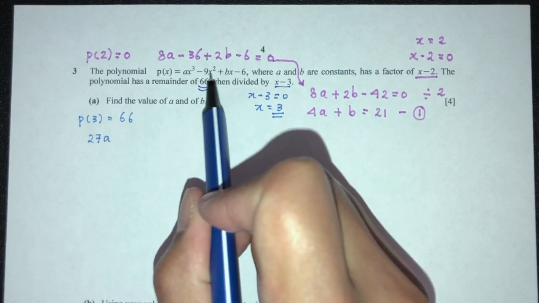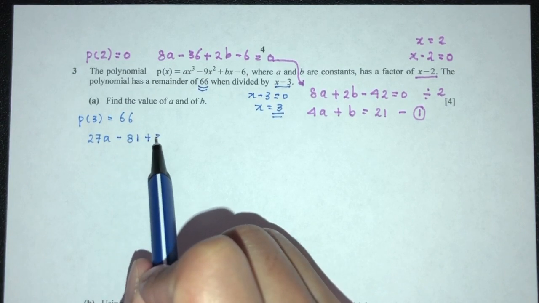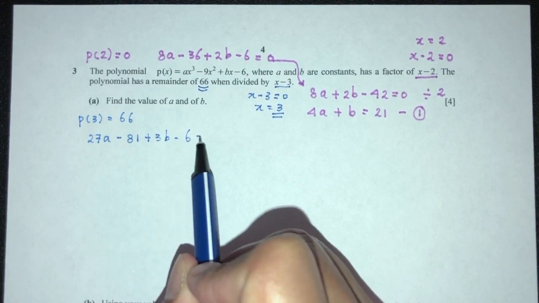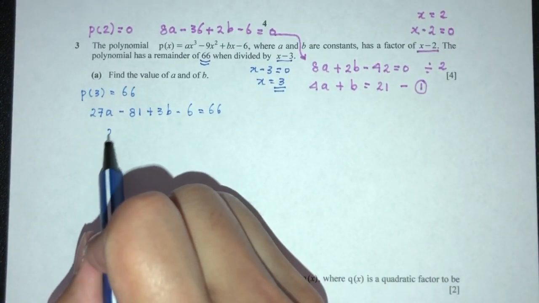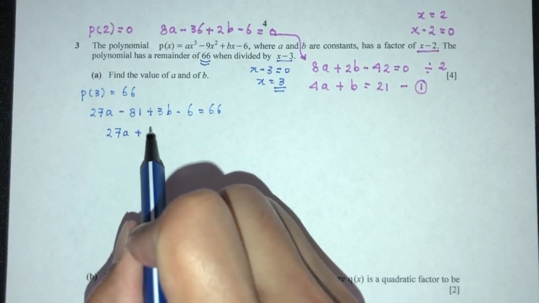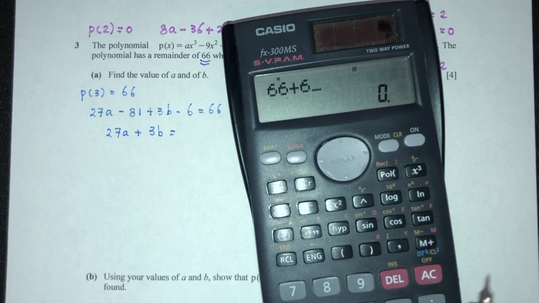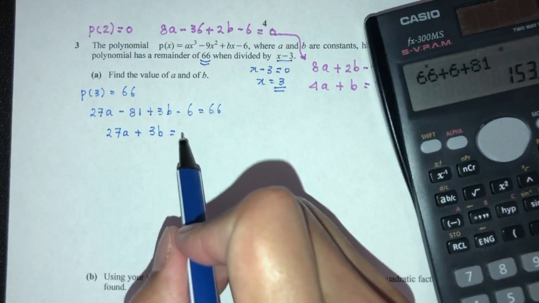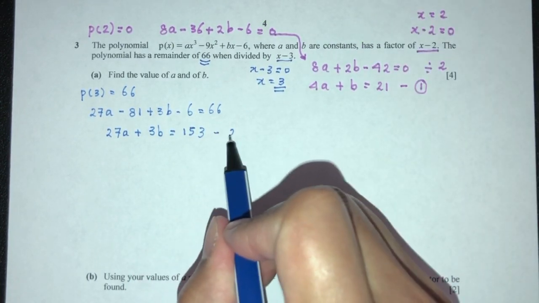9 times 9 will be minus 81 plus 3b minus 6 have to be 6. Let's try to simplify this. You will have 27a plus 3b, that will be 6 plus 6 plus 81. That will be 153. That will be my equation number 2.